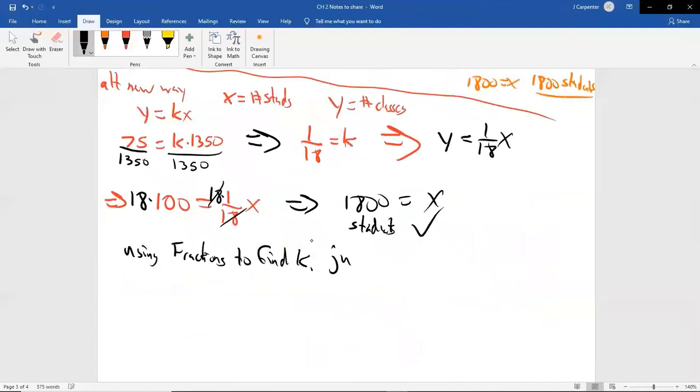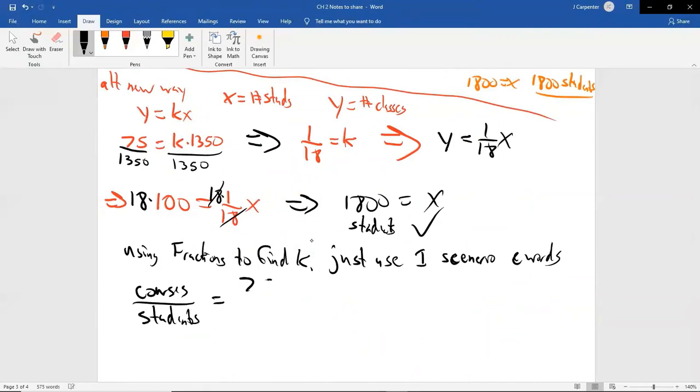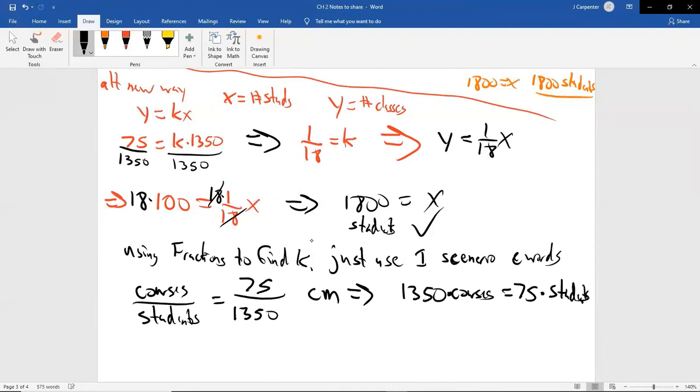So you just use one scenario, that's a C, and your words, your labels. So you put courses over students, or students over courses equals, run through the first scenario, which was 75 classes for 1,350 students. And then what you do is you cross multiply, which will give you 1,350 times the number of courses equals 75 times the number of students. Make sure you know these aren't labels, those are basically variables. And then you can just choose to solve for one or the other.